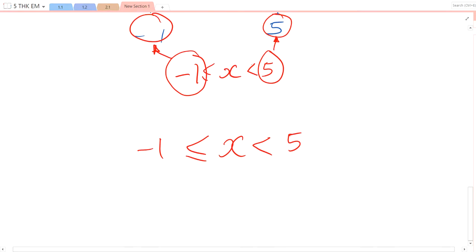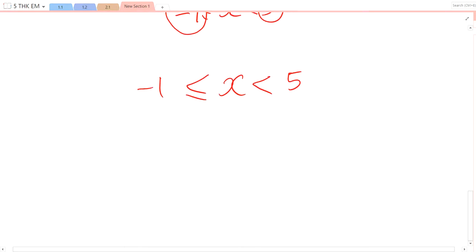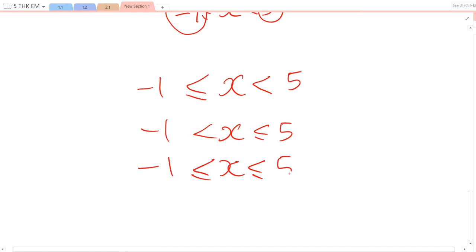Okay, this is what we can sometimes see. Sometimes we will see it like that, depending on the type of question. Sometimes you'll see it like that. Okay, this is for regions in the center: bounded by a smaller number and bounded by a larger number.